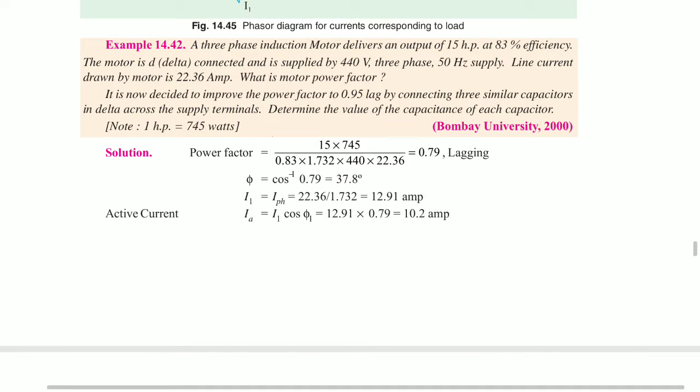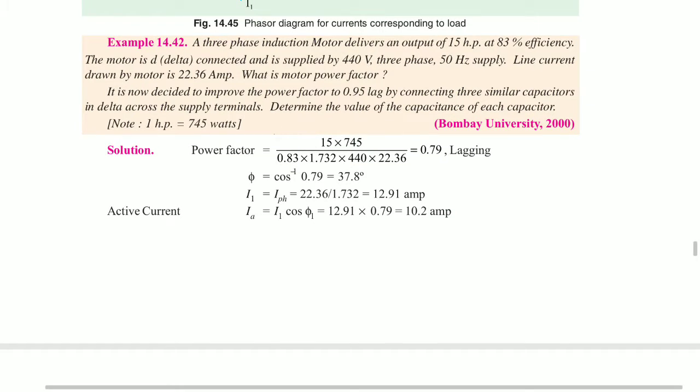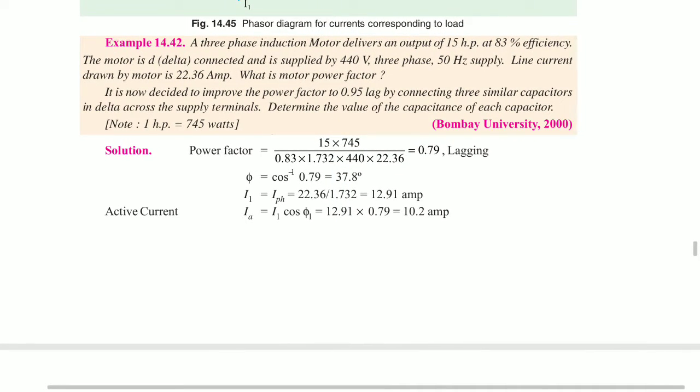So here the motor output is 15 HP, and efficiency is 83%. It is delta connected, and the supply voltage is 440 volts. The line current drawn by the motor is 22.36 amps. So they are asking what the power factor is.